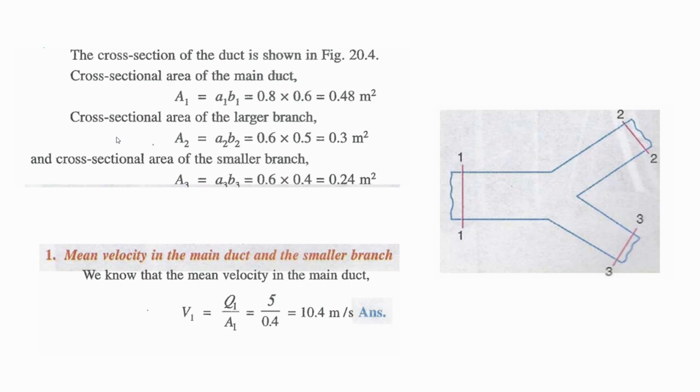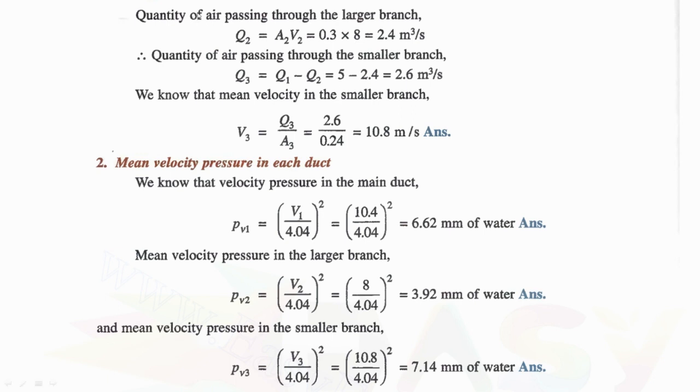Similarly, we can find it for the smaller duct. For that we have to know the quantity of air passing in the small duct. The quantity of air passing through the larger branch is given. Q2 is equal to A2 into V2, which is 0.3 into 8, which is 2.4 meter cube per second. Now for the quantity of air passing through the smaller branch, for the main duct we have Q1 and now we have Q2. If we subtract them, we will get 2.6 meter cube per second.